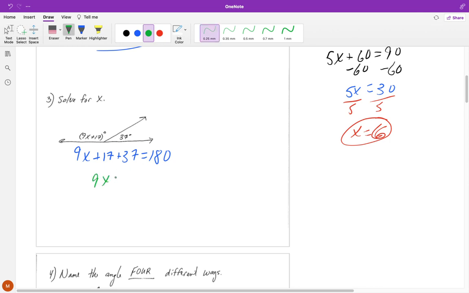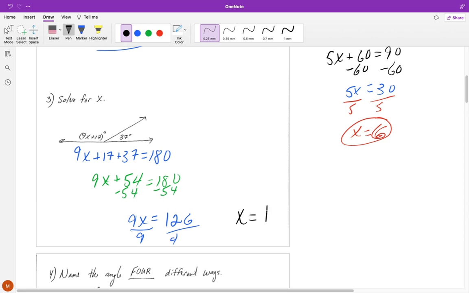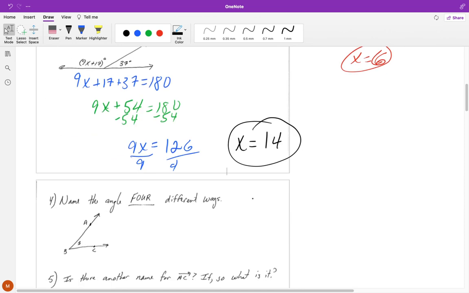But 9x plus 54 is equal to 180. So then we subtract 54 from both sides. So 9x is then equal to 126. And divide each side by 9. And x is then equal to 14. All right, so that's solving the first three.